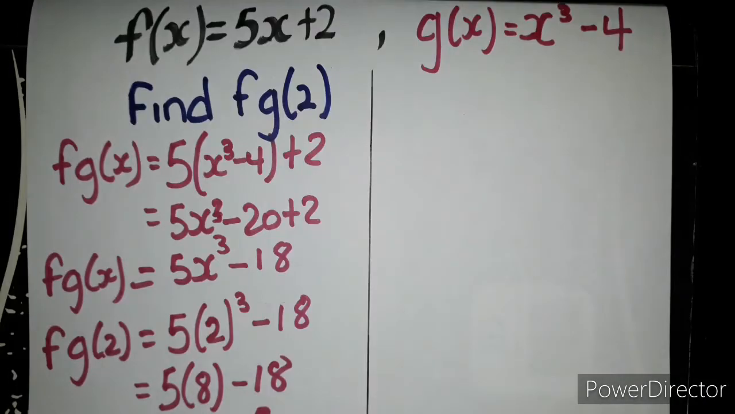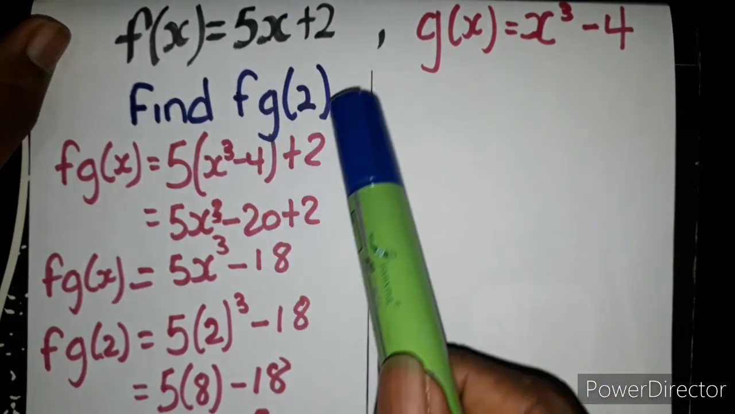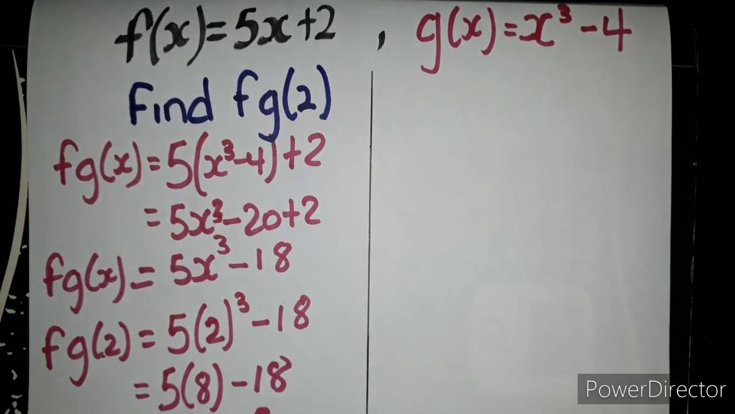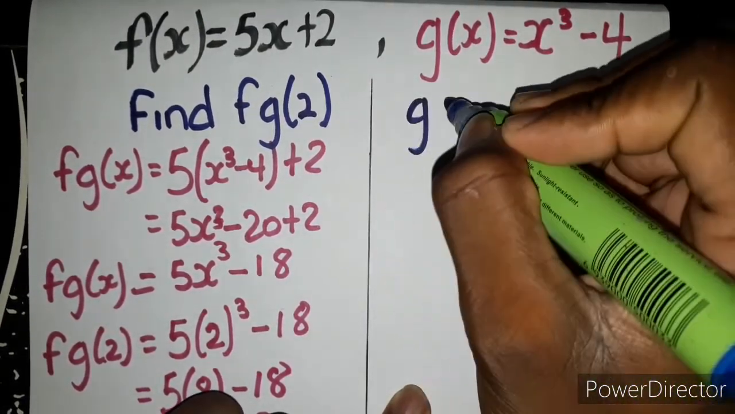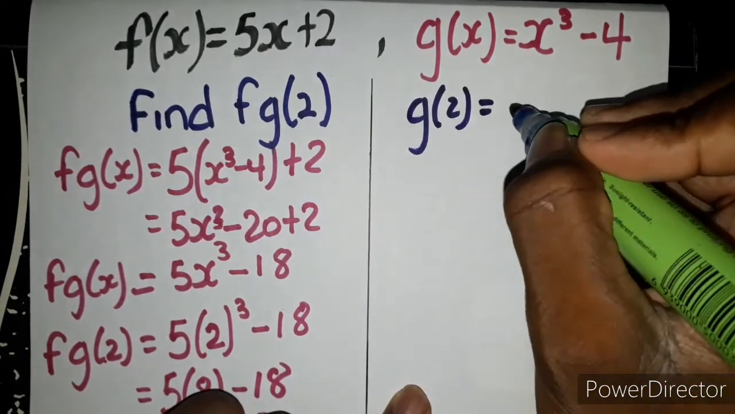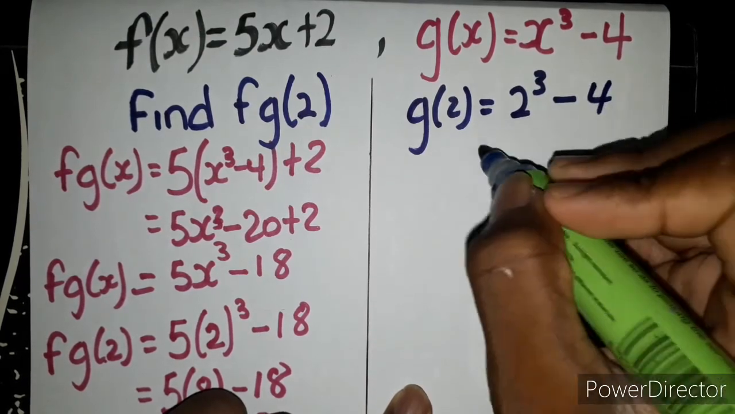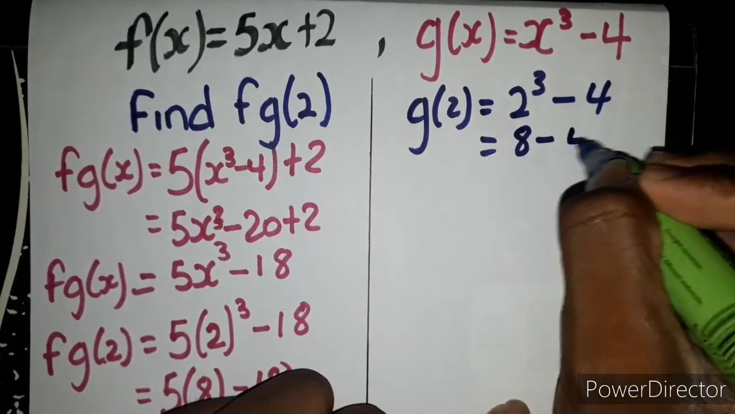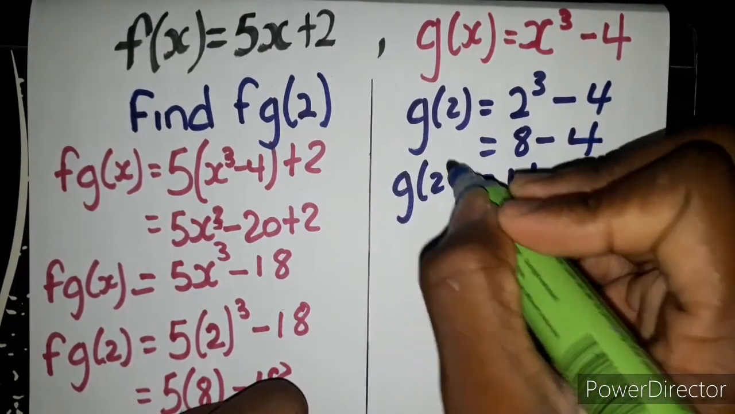Now the other way in which we can find fg of 2. If you notice, in fg of 2, we have the function g of 2 inside the function f. So what we can do first is find that g of 2 and then put it inside that function f. So instead of g of x, we want to find g of 2. Now, instead of x cubed, it will be 2 cubed minus 4. And that will be 2 times 2 is 4, 4 times 2 is 8, subtract 4, that will be 4. So this is the value of g of 2.